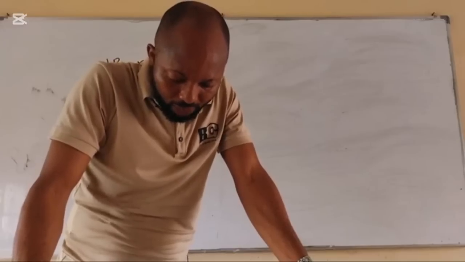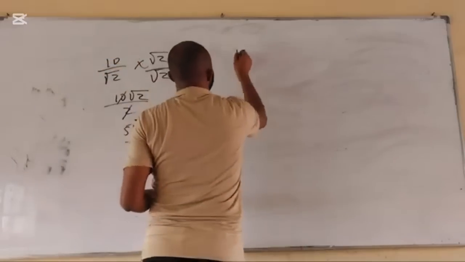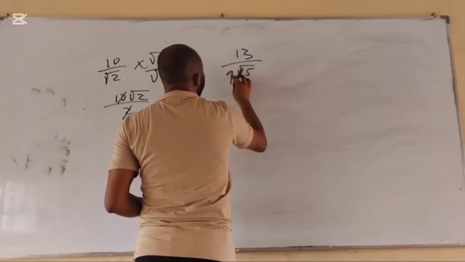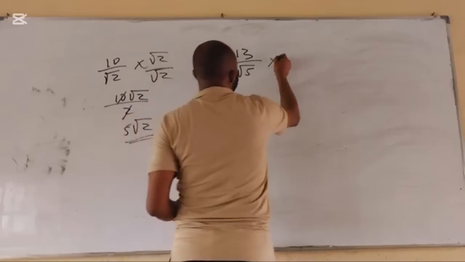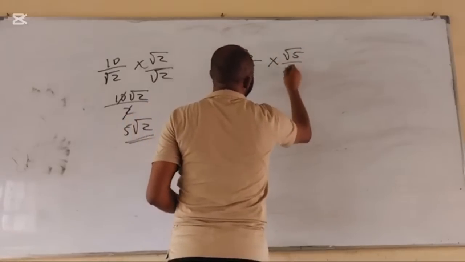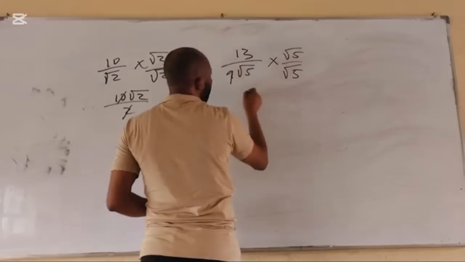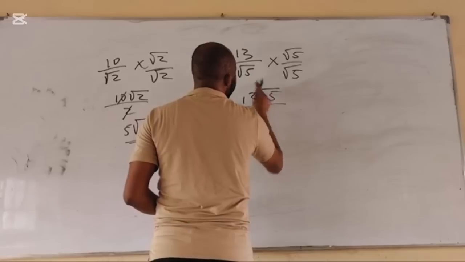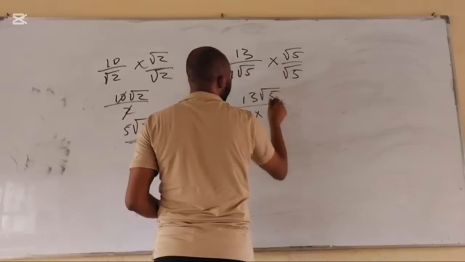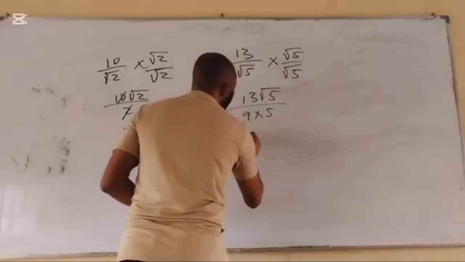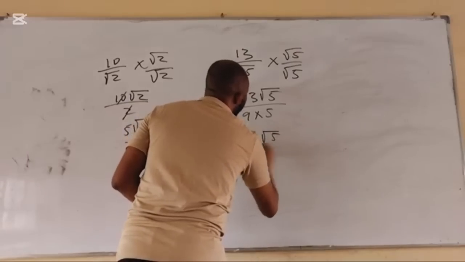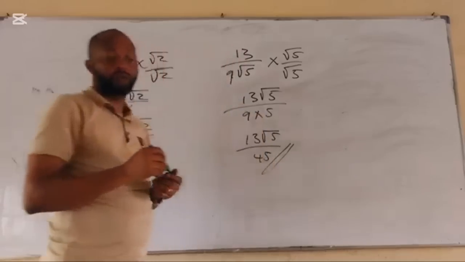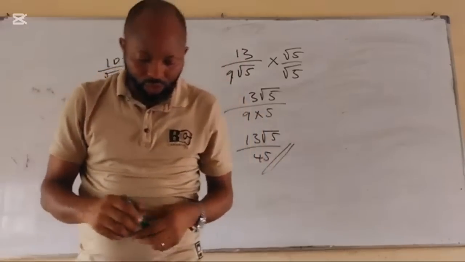13 over 9 root 5. So we rationalize by root 5 over root 5. So this is 13 root 5 over 9 times root 5 times root 5, which is 5. So this is 13 root 5 over 9 times 5, which is 45. I think we should take one more.